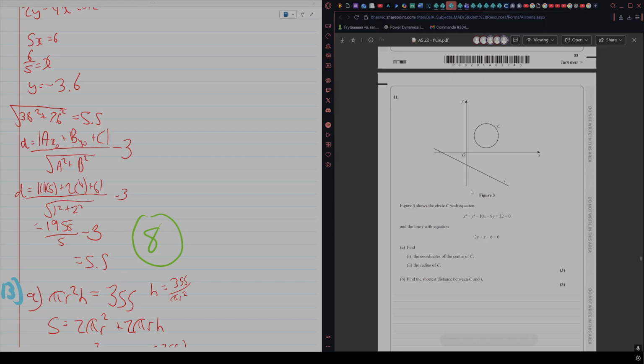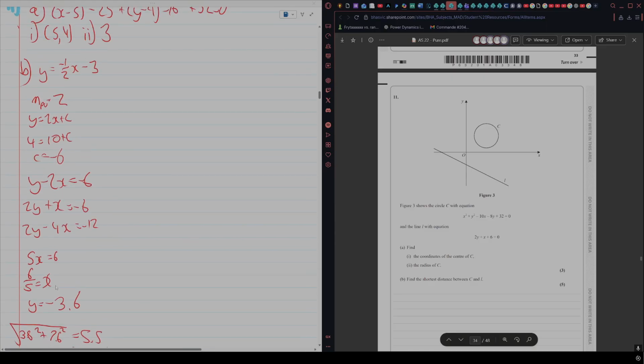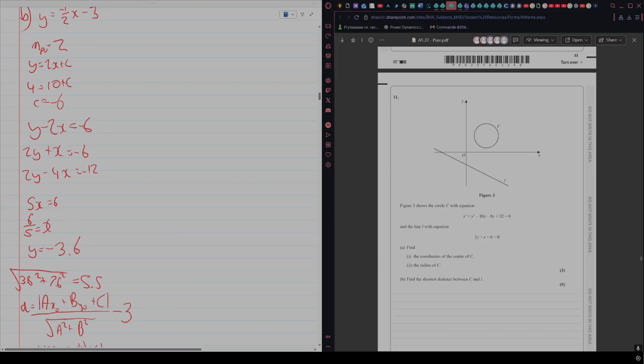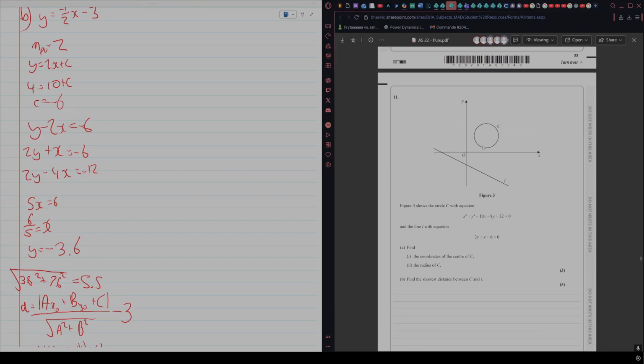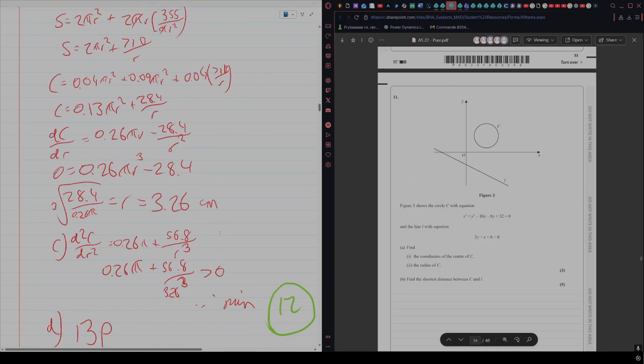Because you have the coordinates where they intersect, which I found here, x is 1.5, y equals negative 3.6. These are the coordinates of intersection of L and the perpendicular of L. Then you use those coordinates, find the distance between them and the centre, and then take away the radius, and that will give you the shortest distance. Because you're finding where it touches the circle, the circumference, you're not finding where it gets to the radius.